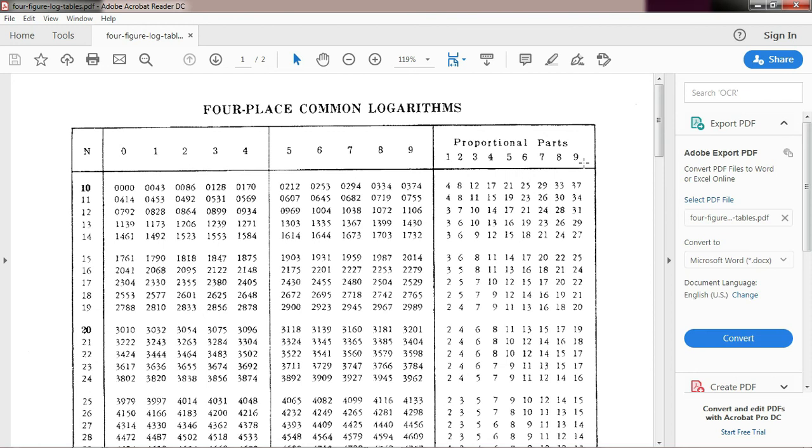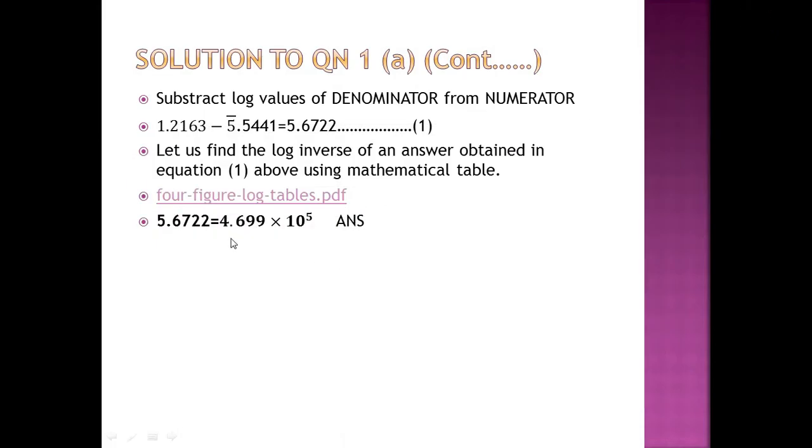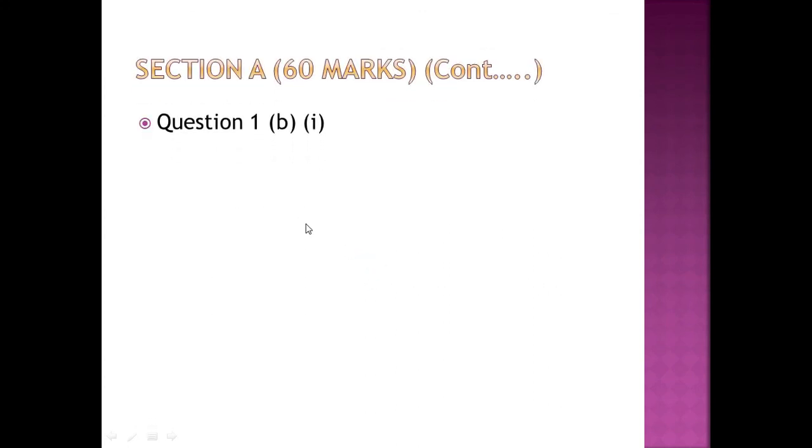So the previous number was 46, and then 9, and then 9 again. So we put that number in the table as the answer. It's going to be 4.699 times 10 exponent 5. This is going to be the answer in 4 significant figures, 1, 2, 3, 4, and it is in standard form. So that was the first question, and let's jump to the next question. We're going to be a little quick because we have a lot of things to do.